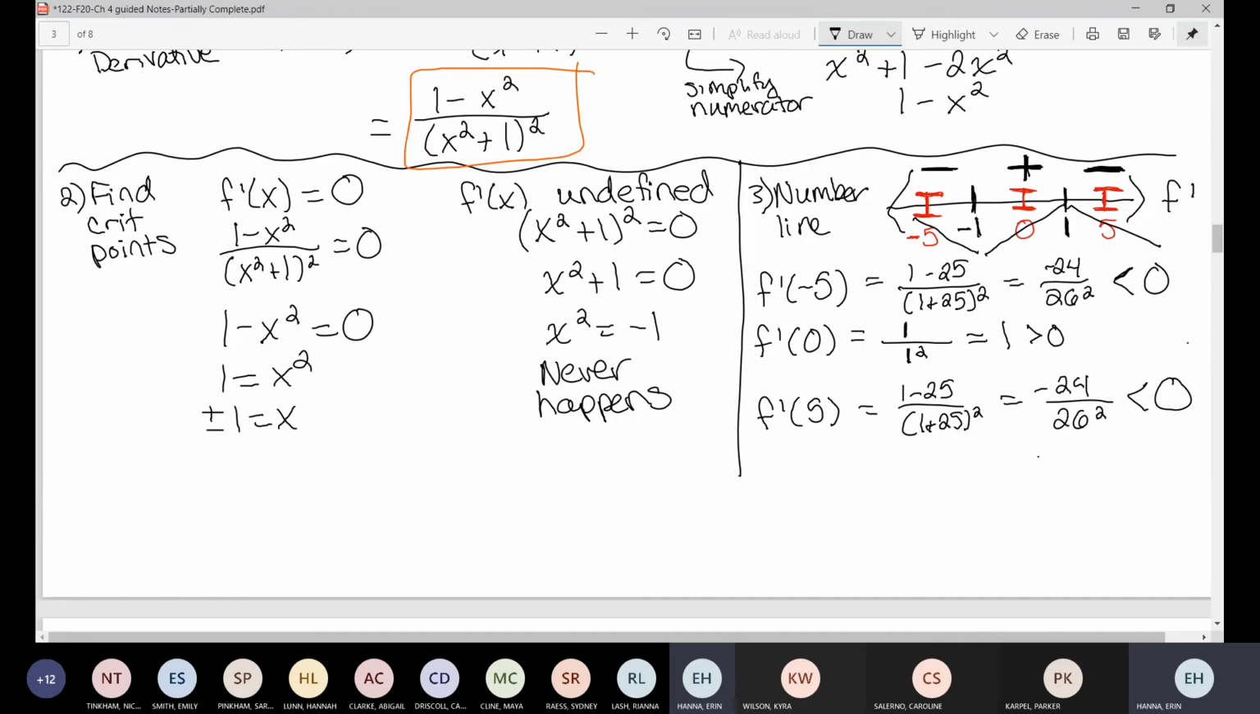Technically, it's specifically because the derivative changes from negative to positive that -1 is going to be a min, and specifically because it changes from positive to negative, that's going to be a max. So we have a local min at x equals -1, a local max at x equals +1.